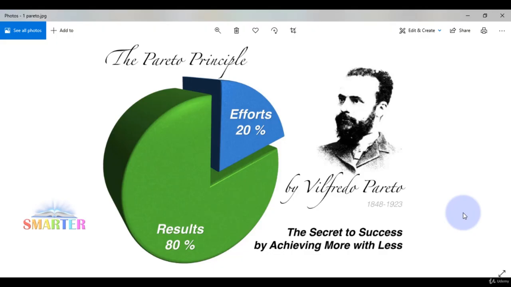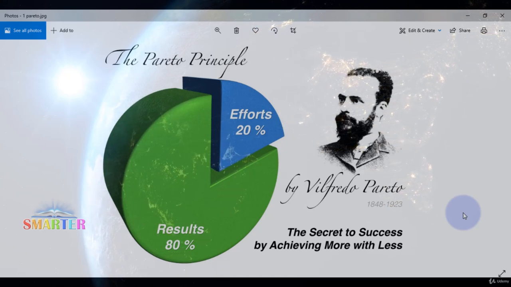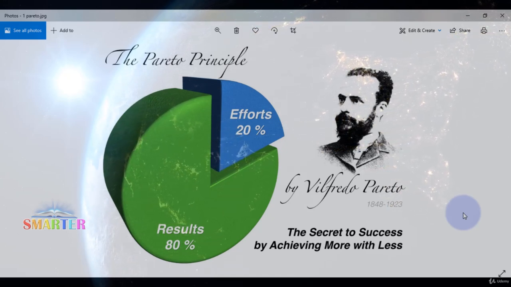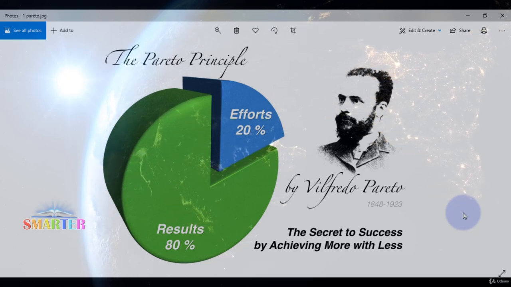Hi everyone, and today we have an important principle about the Pareto principle: the secret to success by achieving more with less. The Pareto principle depends on finding the most important things to do in order to achieve great success. How can 20% of effort form 80% of results?